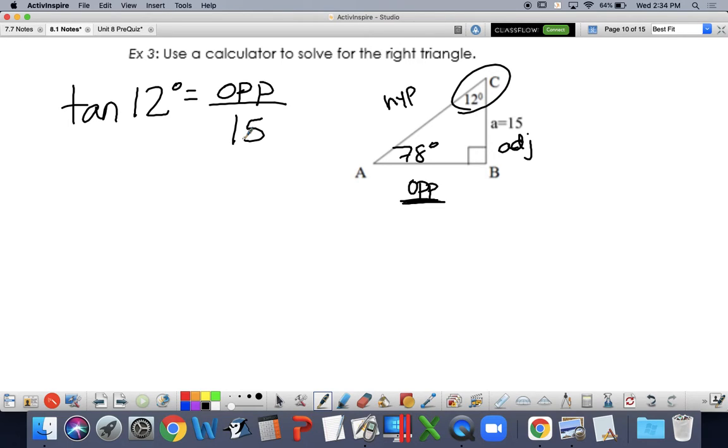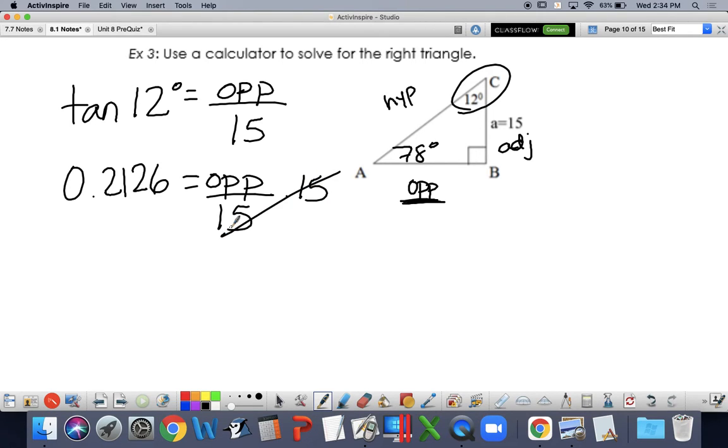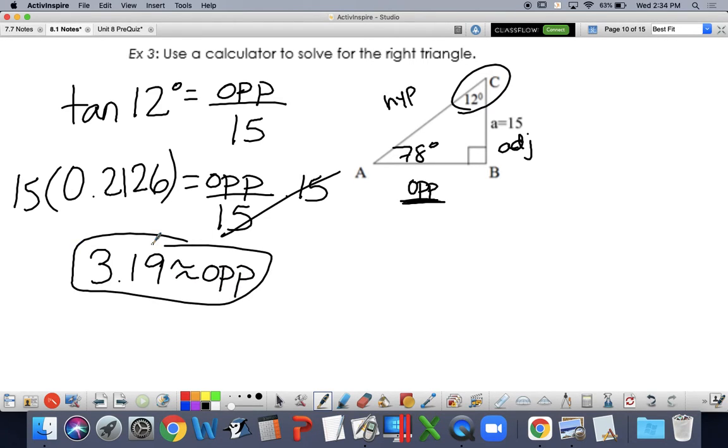Let me grab my calculator and make sure I'm in degree mode. All right, tangent of 12 degrees. We get 0.2126. Now, how do I get rid of the 15? Multiply, right? Right now I'm dividing by 15, so the inverse operation is to multiply. Whatever I do to one side, I must do to the other. And I get 3.19. That's approximately the length in whatever units this is in for our opposite side.